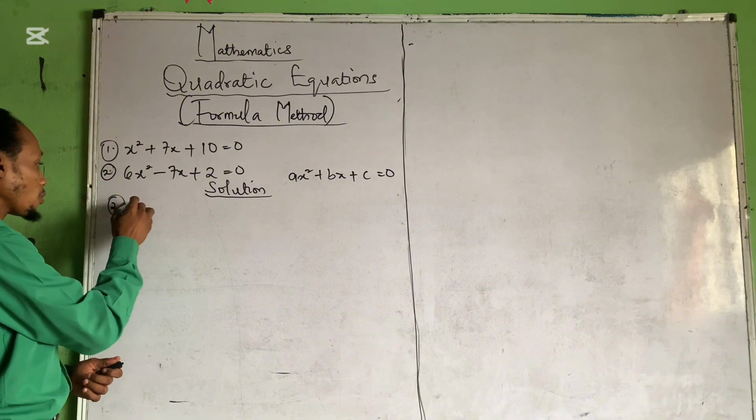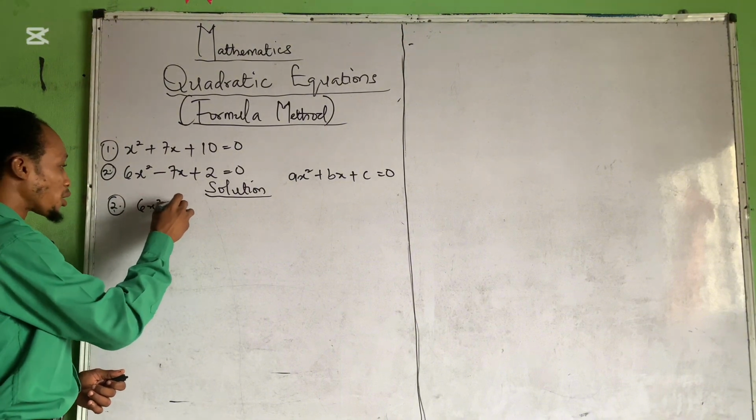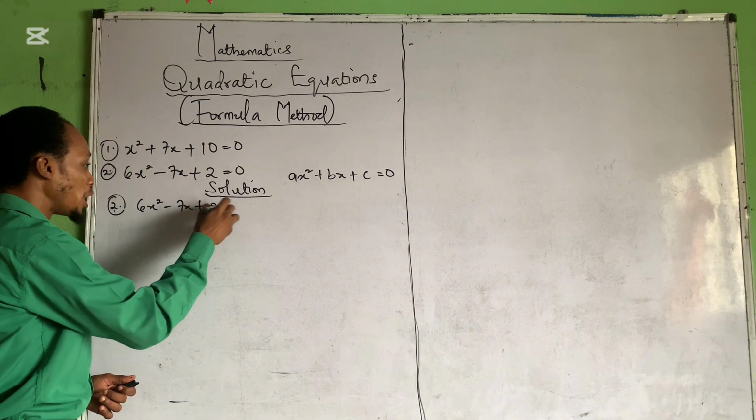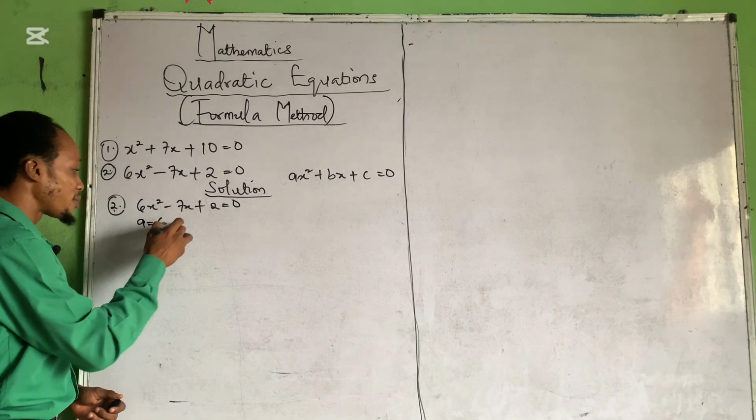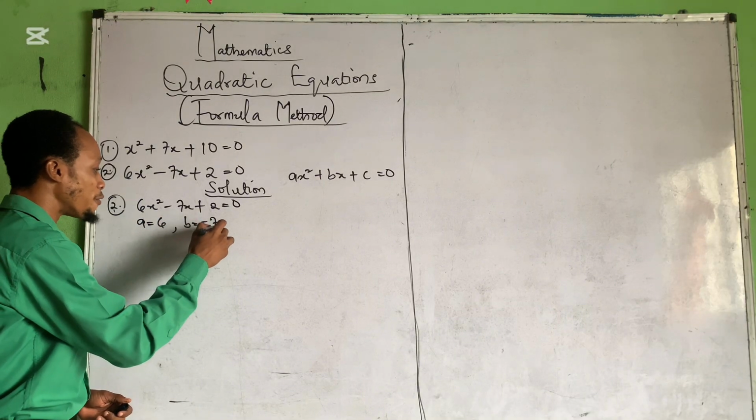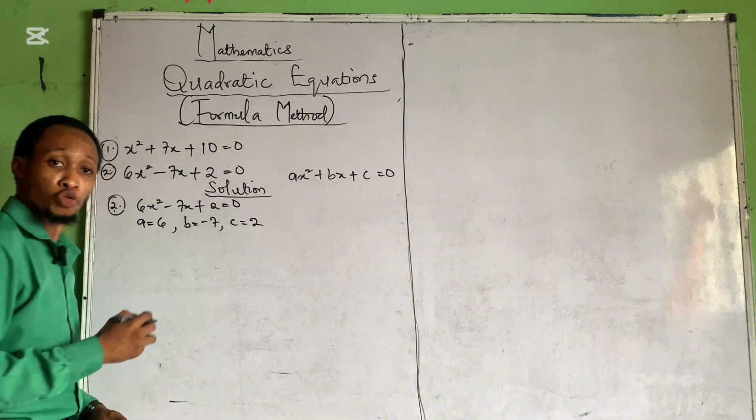Now, 6x squared minus 7x plus 2 equals 0. Now, a is what? It is 6. B is minus 7 and C is what? It is 2.